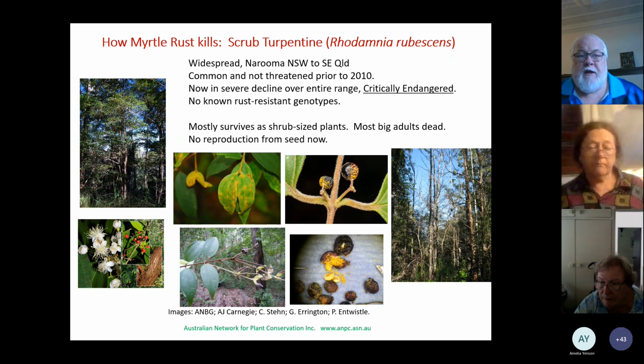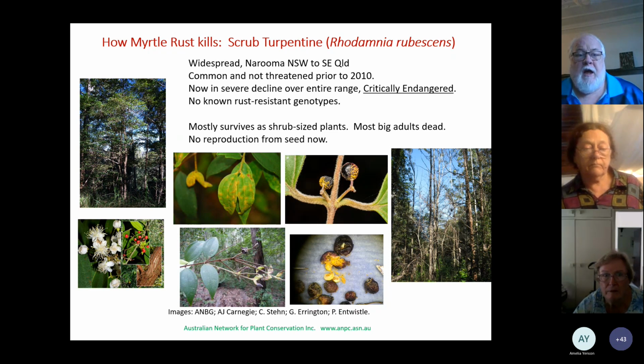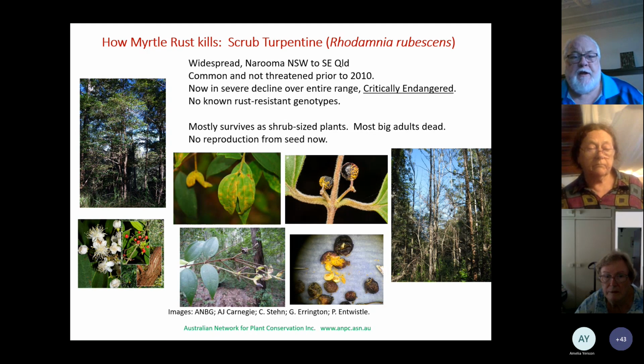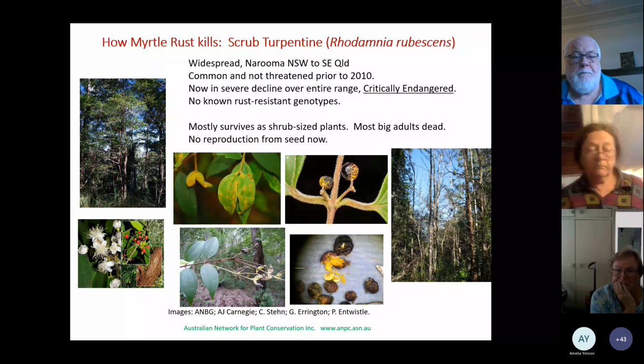The second thing is that myrtle rust is a really sneaky disease. It attacks new growth on plants. It doesn't attack the old growth. So, the two photos at left show an old pre-2010 scrub turpentine, a nice big healthy tree, with flowers and fruits below that. In the centre panel, you'll see the yellow pustules all over the young leaves, infecting those leaves and destroying their ability to do their job.